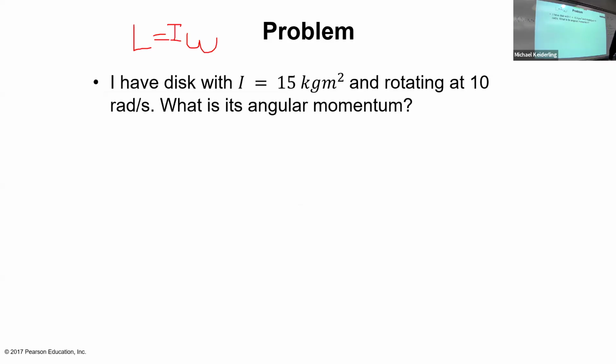So here, if I have a disk with a moment of inertia of 15 kilogram meters squared, that's rotating at 10 radians per second, what is its angular momentum?